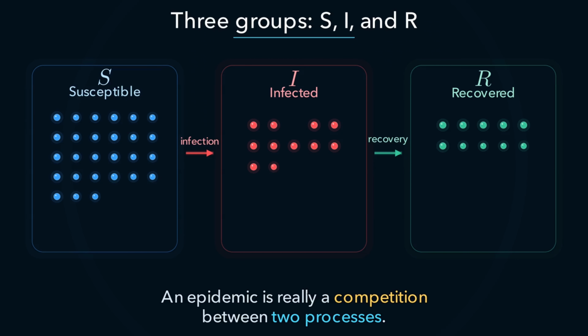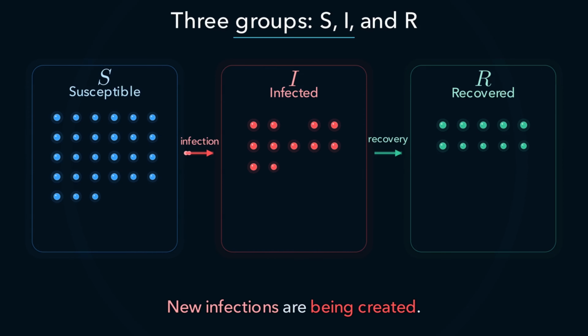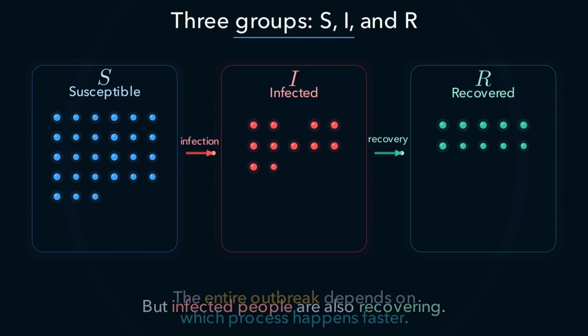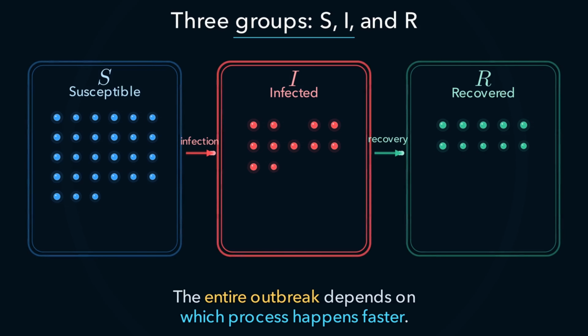So, an epidemic is really a competition between two processes. New infections are being created, but infected people are also recovering. The entire outbreak depends on which process happens faster. This is where differential equations come in.